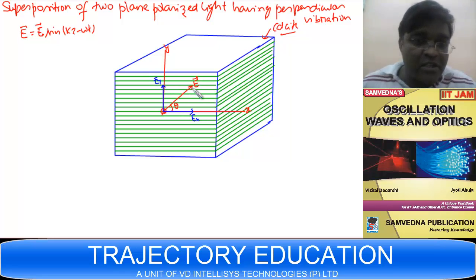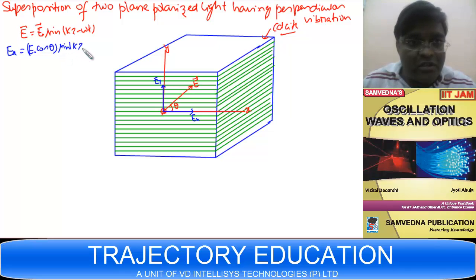So light will fall on the calcite crystal and break into extraordinary and ordinary. Ex is extraordinary, with the vibration along the principal section, that is E naught cos theta sin(kz minus omega t). They are propagating in the z direction. And Ey, which is the O wave, is E naught sin theta.